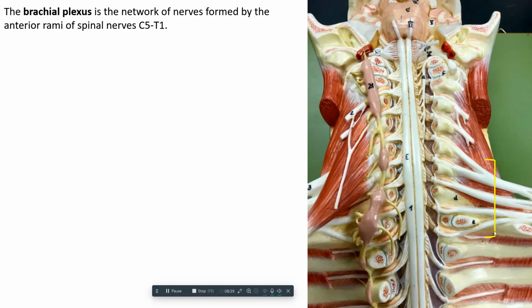Another net of nerve fibers right here. This is my brachial plexus. So C5 to T1 forms this brachial plexus. Nerves in here, like the name brachial suggests, are going to go to the arms. So we're going to have things like an axillary nerve, radial nerve, ulnar nerve, and more emanating from this guy. So that pretty much takes care of the cervical cord for us.